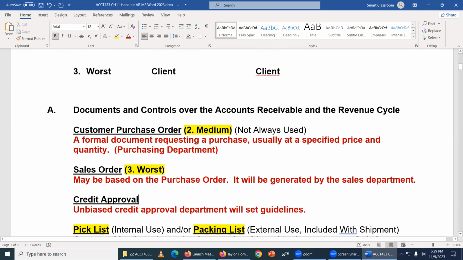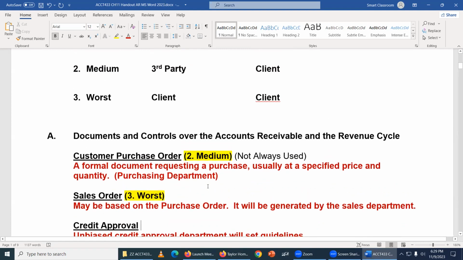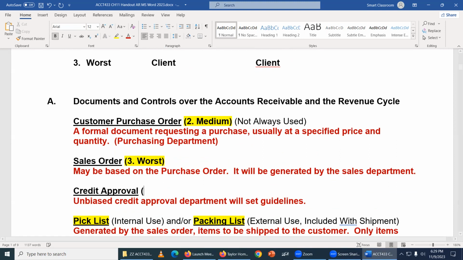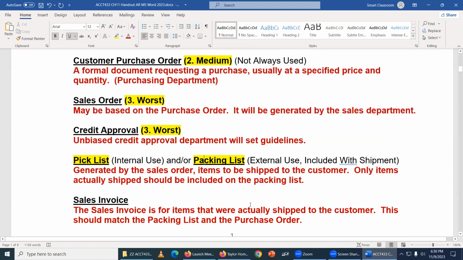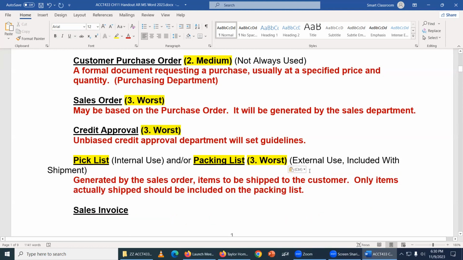Credit approval. Done by the client. Number 3, it's the worst. Pick list or packing list. It's 3. Yeah, they create it, so it's the worst.